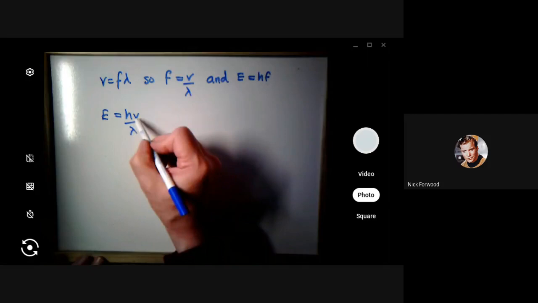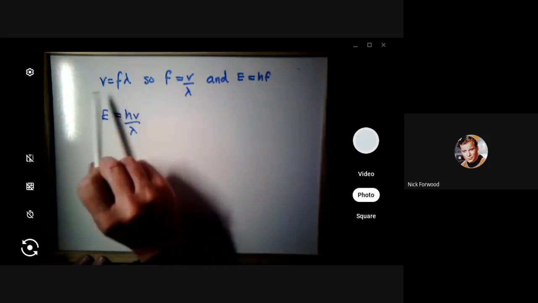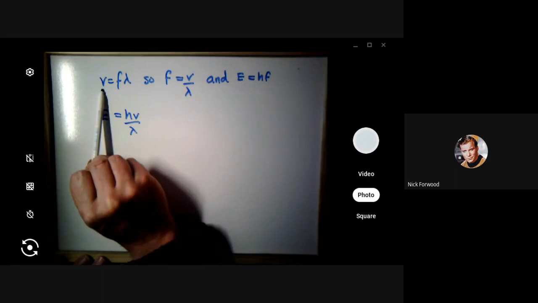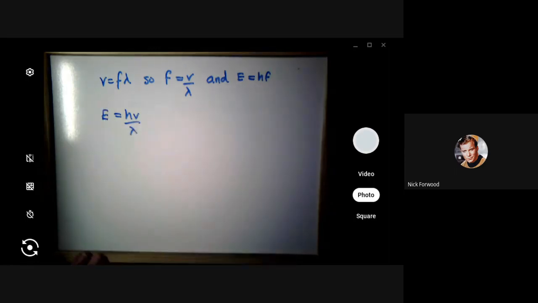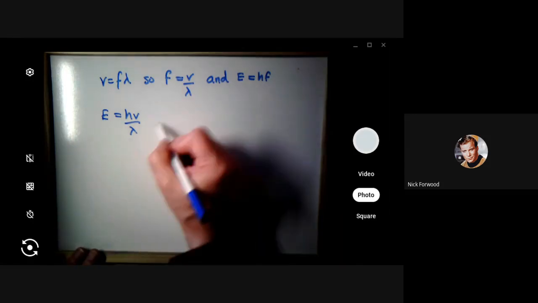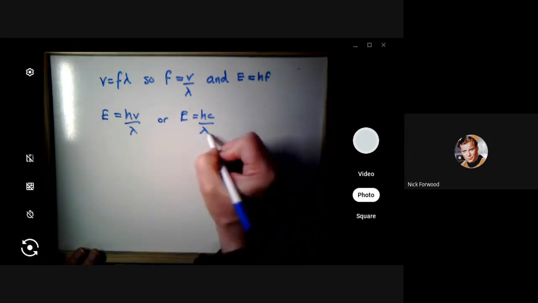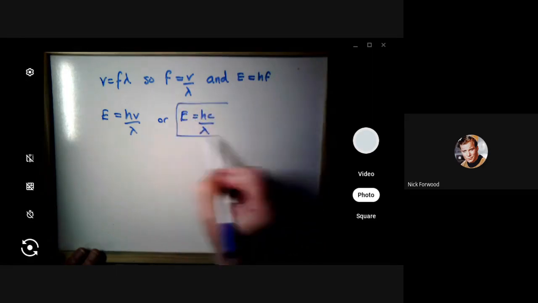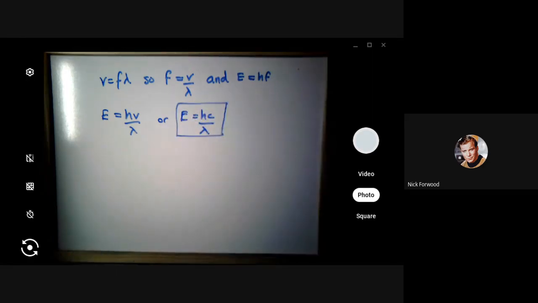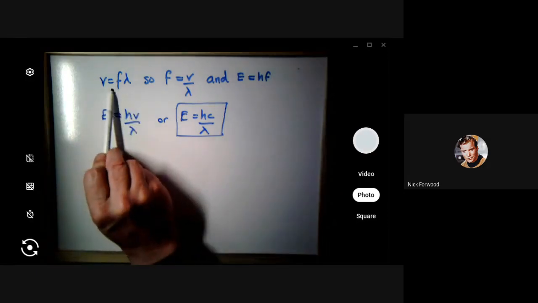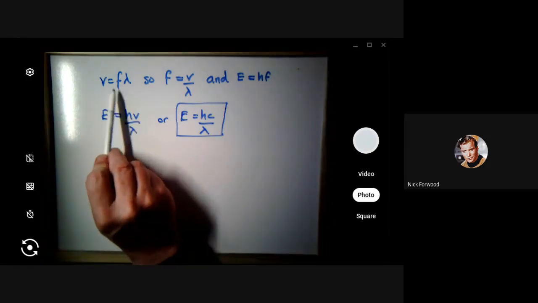Now, this isn't any old velocity. In National 5, this could have been the velocity of a water wave, for instance. This is always the velocity of light. And as we know, the velocity of light can be given the symbol c. So this can be rewritten as E equals hc divided by lambda. This is not on the data sheet, but it's a formula that you could use to work out the energy carried by a photon in a single formula, rather than do what I just did, which was work out f and then substitute it into E equals hf.